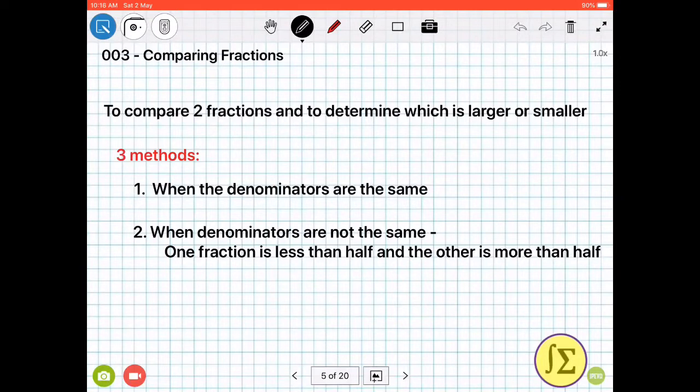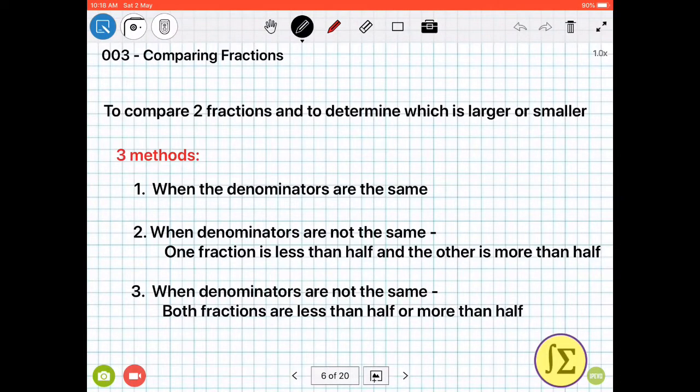The third method is similar to method number 2, where both fractions have different denominators, but they lie on the same side of the halfway mark. That means both fractions are either less than half or more than half. We'll look at the three methods in detail.